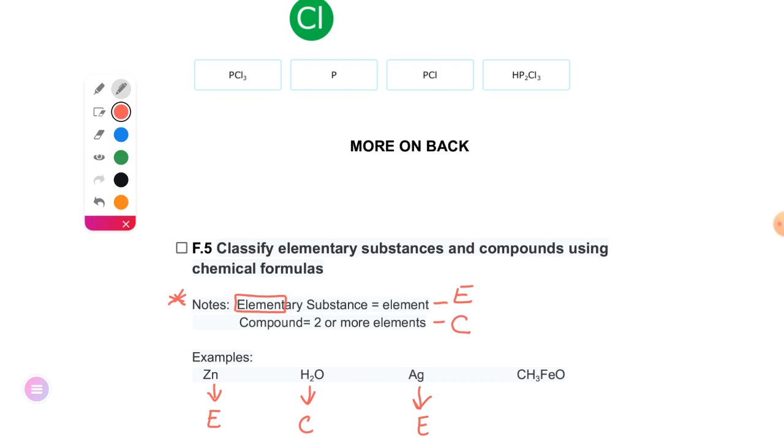Last one. CH3FeO. Fisher? Compound. Who thinks they can tell me how many atoms are in that one compound? Aiden? 6. Good job. That's actually an IXL skill too, but I left that one off today. That's a more advanced one.